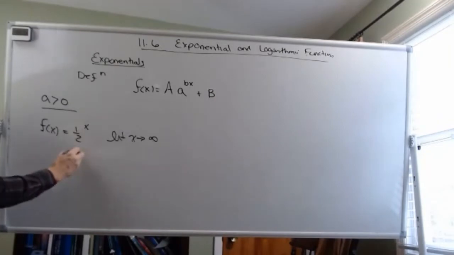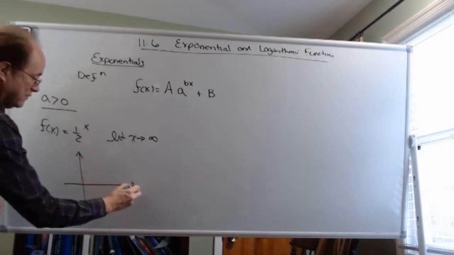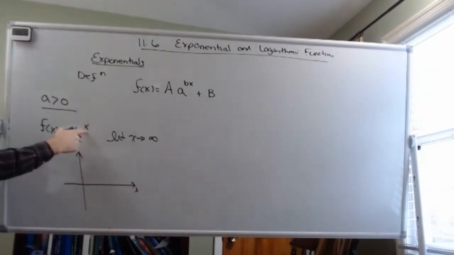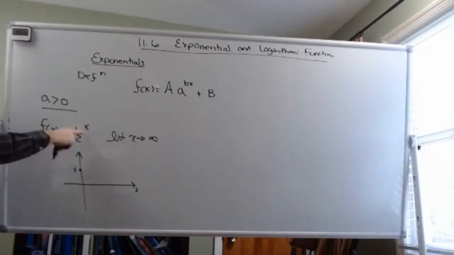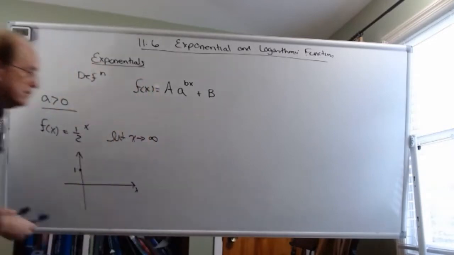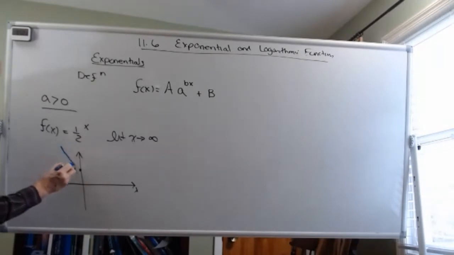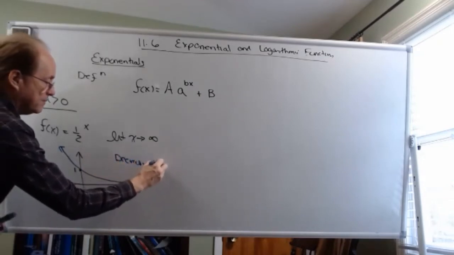Well, if I were to plot this on my computer or calculator, it would look something like this. When x is 0, 1/2 to the 0 always goes to 1. But as x gets larger, I'm multiplying by factors of 1/2. If x was 2, that's 1/2 squared, which is 1/4. If x was 3, that's 1/2 cubed, which is 1/8. So what happens is kind of counterintuitive. It goes like this. We call this a decreasing exponential.